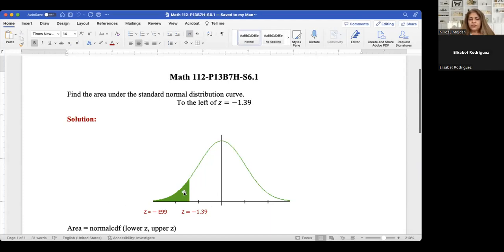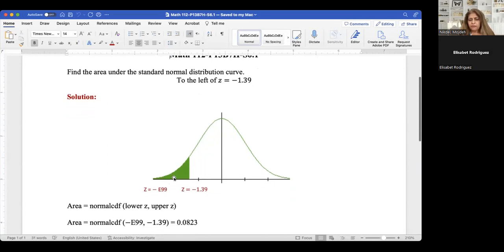Now to find the area of this green region, I have to use normal CDF. I have to enter 2 numbers: the left side of the region, then the right side of the region. The left side of the region is negative infinity. The right side is negative 1.39. So you say normal CDF, enter the left number, negative infinity, negative E99, comma, negative 1.39. Okay, let's go to the calculator.